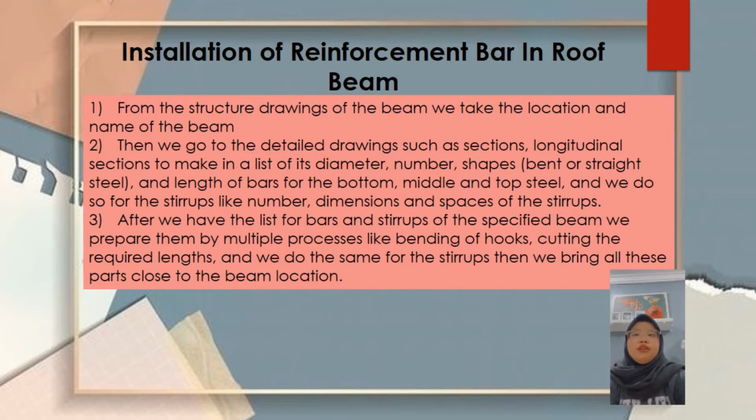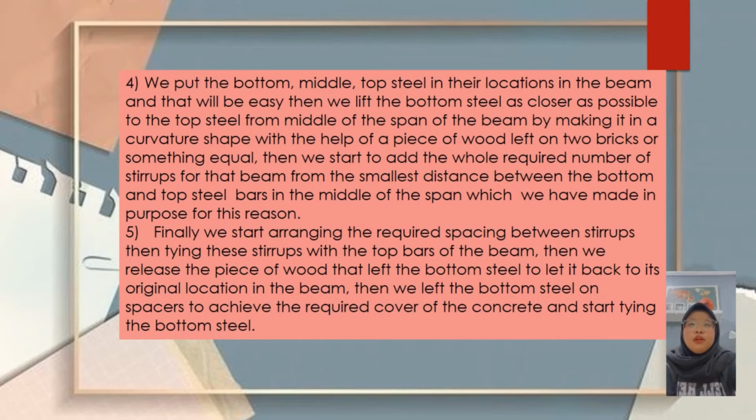Third, after we have the list of bars and stirrups of the specified beam, we prepare them by multiple processes like bending of hooks and cutting the required length, and we do the same for the stirrups. Then we bring all these parts close to the beam location. We put the bottom, middle, and top steel in their location in the beam, and that will be easy.